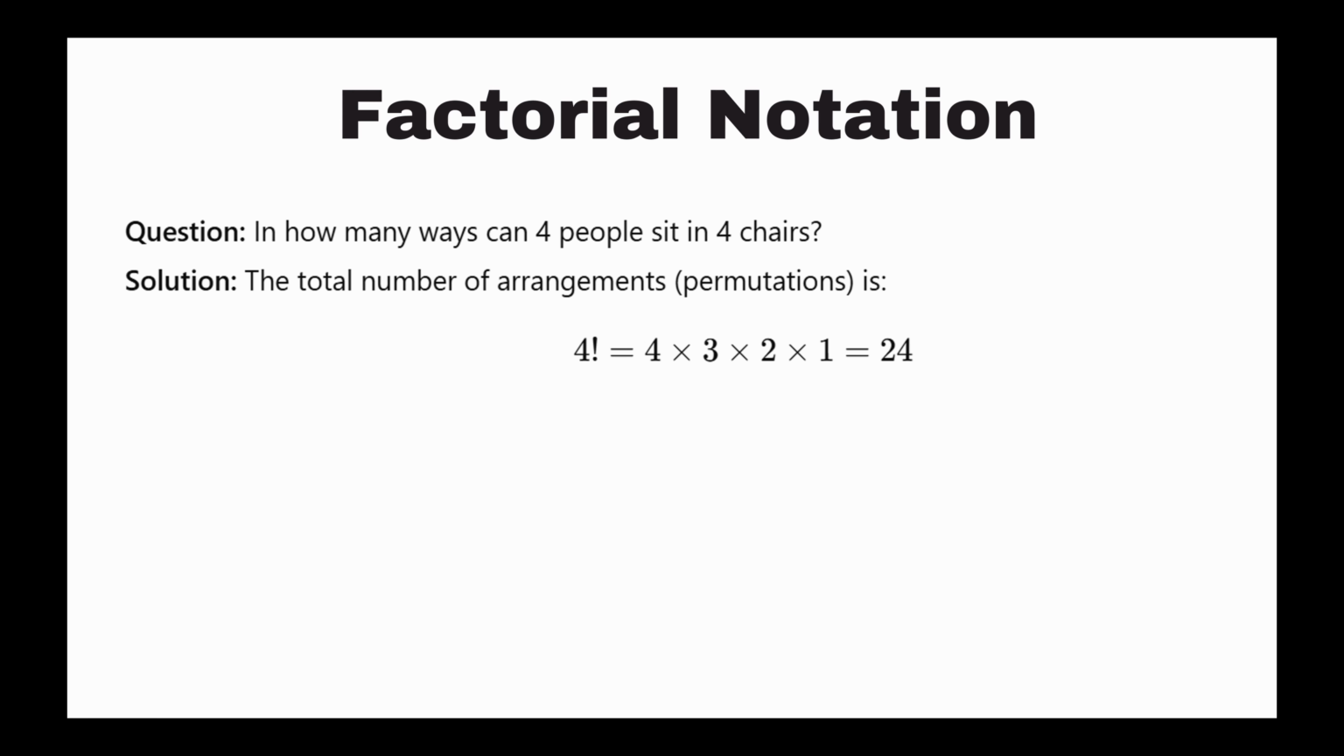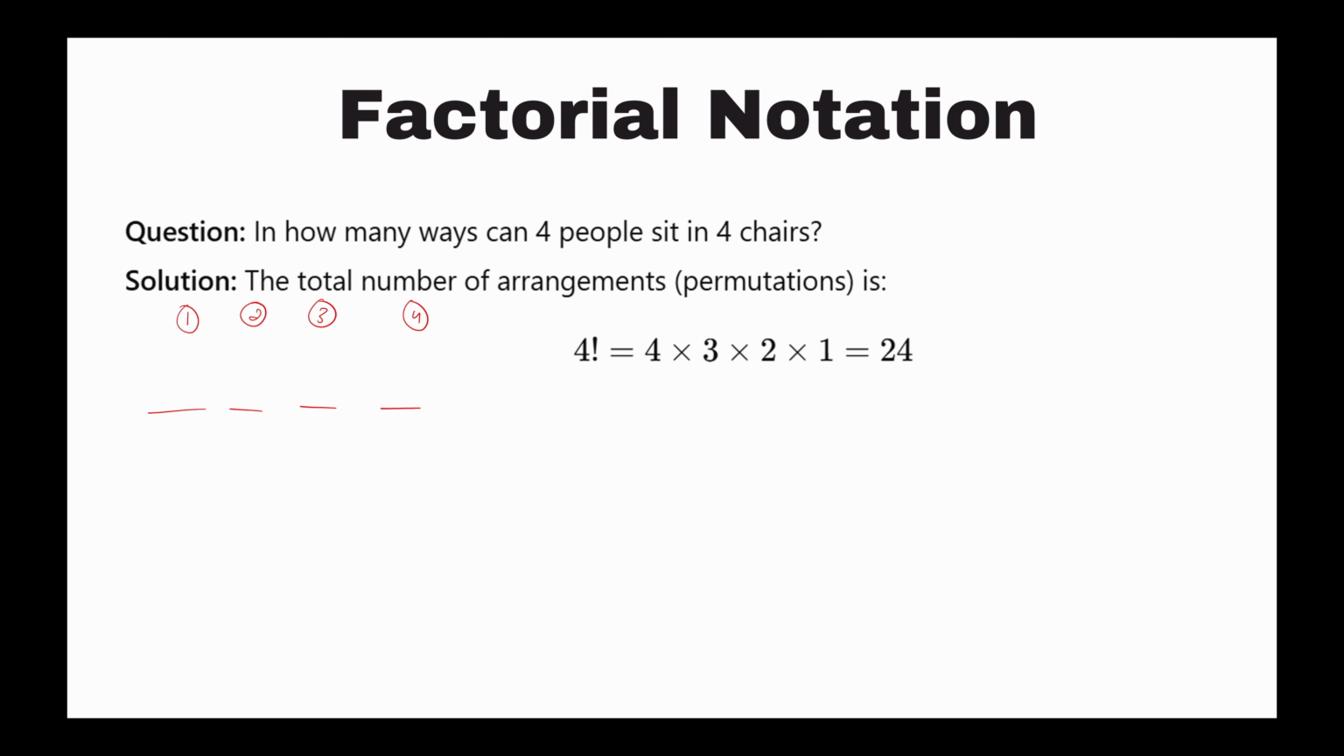Now a question. The same example that I had taken earlier: in how many ways can 4 people sit in 4 chairs? Now the total number of arrangements here would become 4 factorial. Now what is the reason? Let's say I have 4 chairs and I have 4 people, let's say 1, 2, 3, 4. These are my 4 people and these are my chairs.